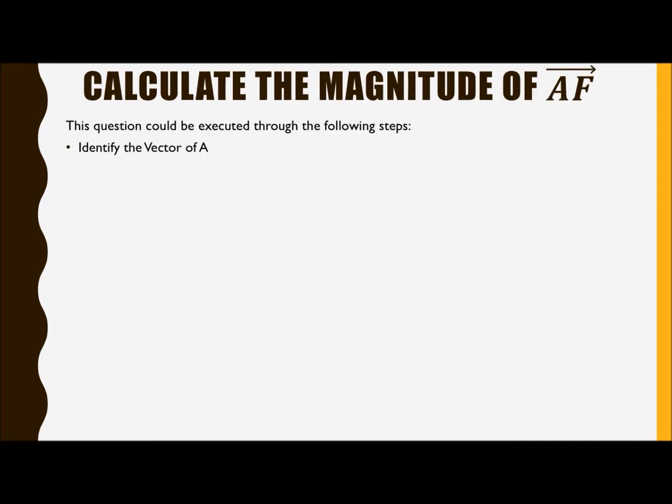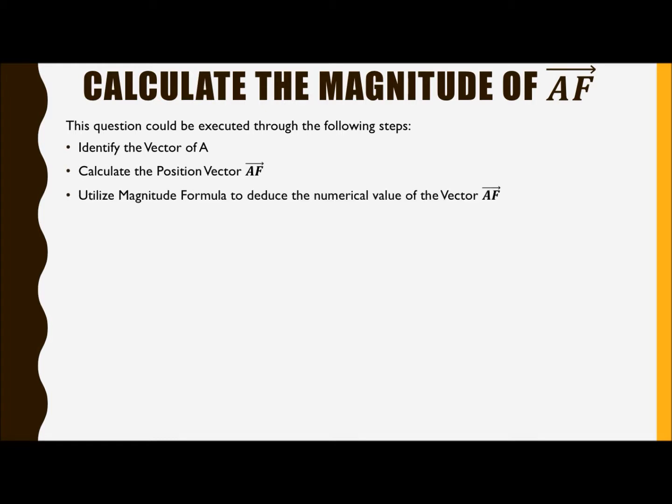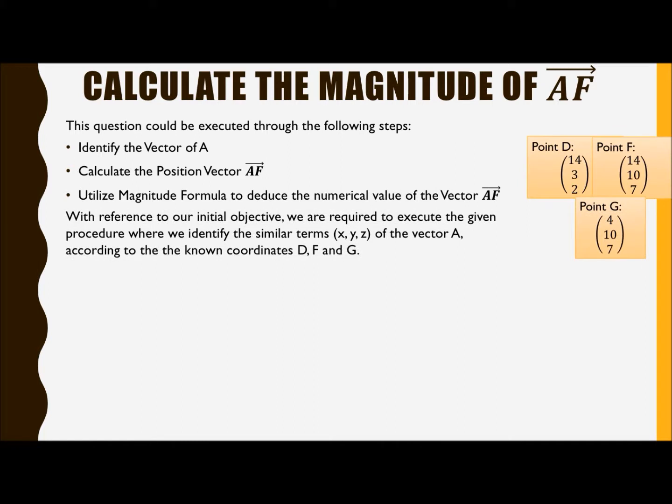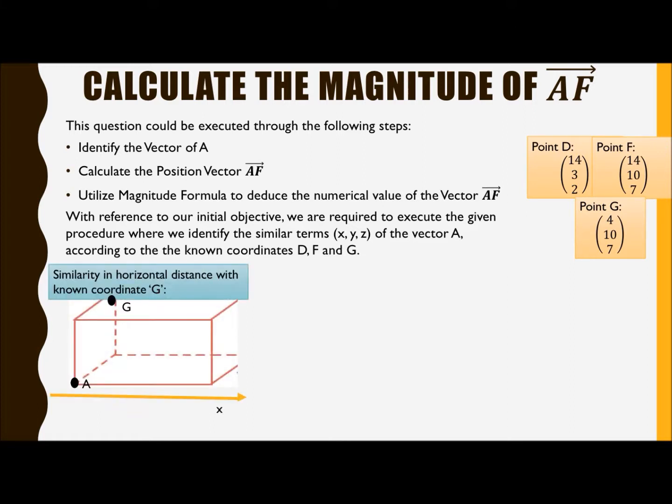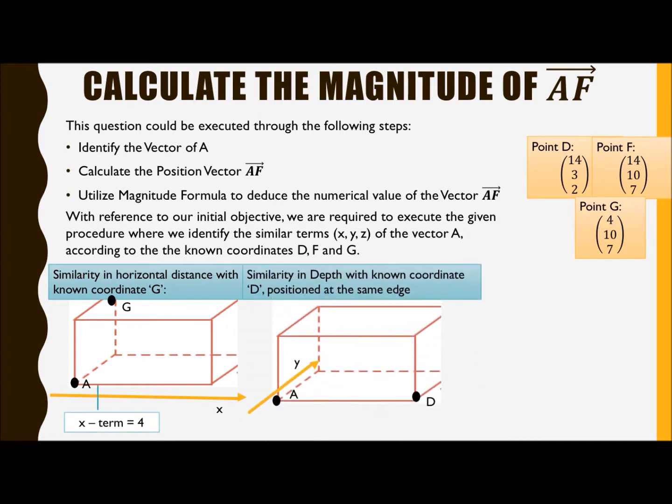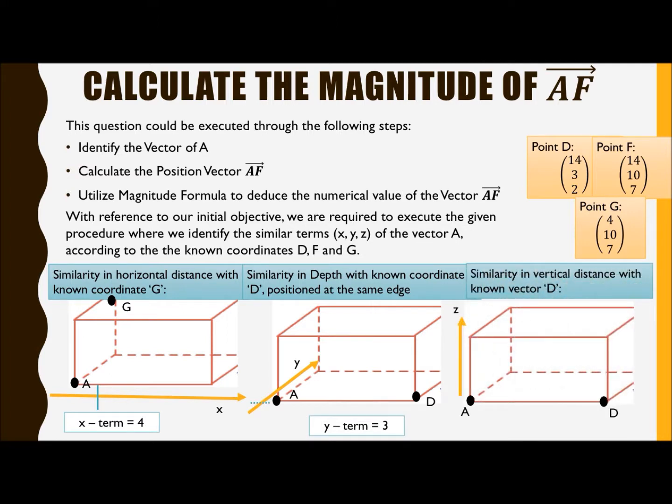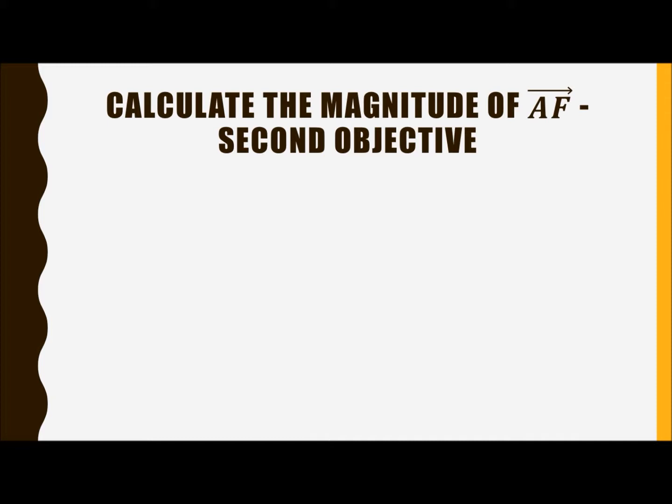The final section of this problem is to calculate the magnitude of AF, which can be executed through 3 steps. Identify the vector of A, calculate the position vector AF, and utilize the magnitude formula to deduce the numerical value of the vector AF. As we are unaware of the coordinates of point A, we execute the mentioned procedure, where we evaluate the similarities of horizontal distance, vertical distance, and depth with the known coordinates to point A. This results in the overall coordinate of 4, 3, 2.